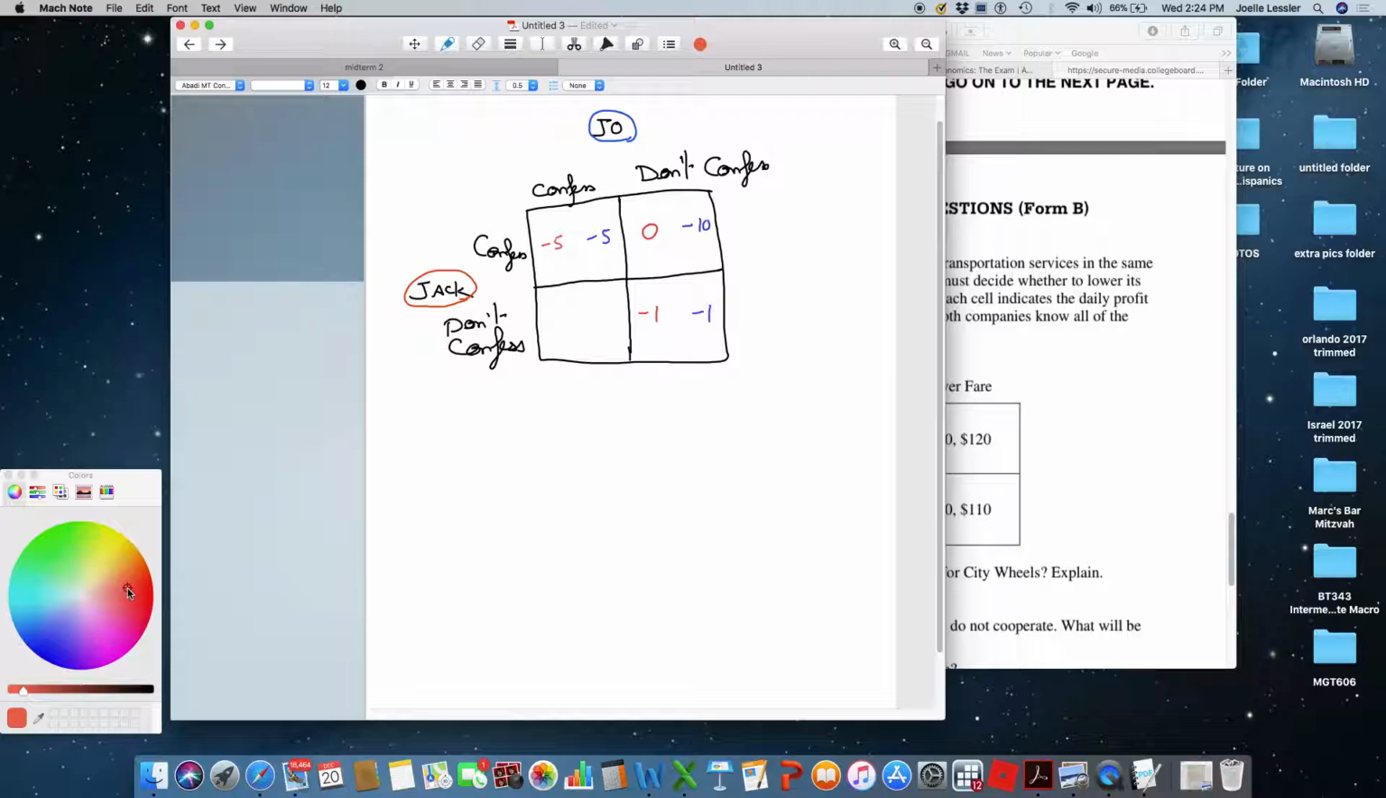But realize, same thing is happening with Joe. They're telling him, if you confess and Jack does not confess, you get to go home. Your buddy gets stuck in the slammer and you go home, okay? So what's going to happen? This is what we call a prisoner's dilemma.